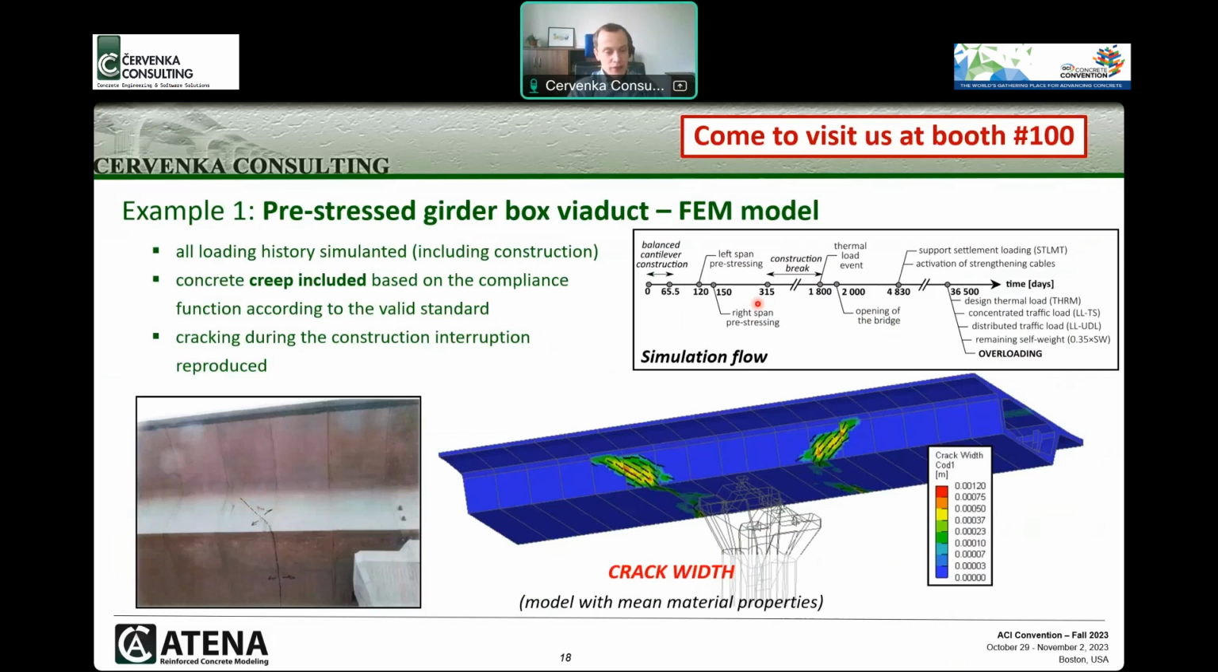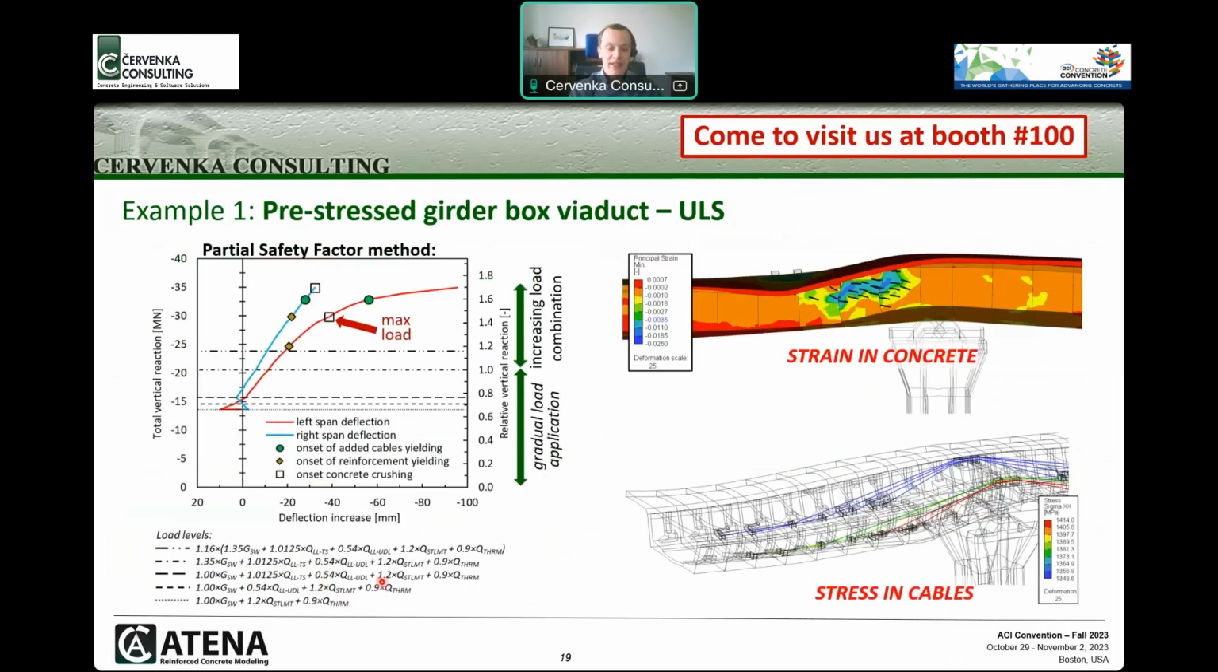And at this moment, we were able to reproduce the cracking which occurred in reality. You can see that in the model, the cracks form at the same place as on the real structure. You can see them going from the web of the box girder and then coming to the bottom side, same as in reality. So the operating authority then decided that there should be some strengthening measures provided.